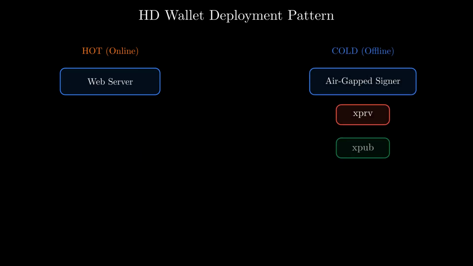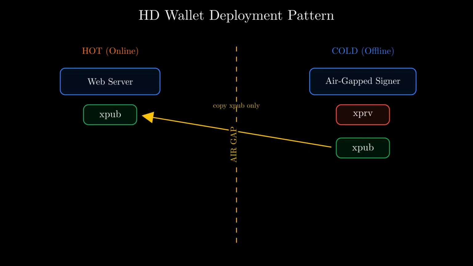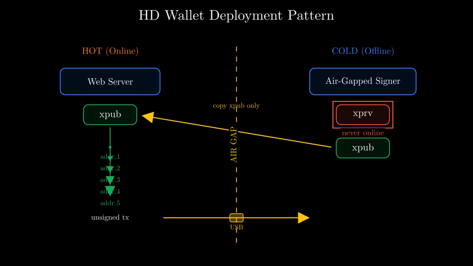This split unlocks a powerful deployment pattern. An e-commerce site needs a fresh Bitcoin address for every customer. Putting the private key on a web server is reckless. Instead, the company generates an xpub on an offline machine and copies only that xpub to the server. The server derives a new receive address for each checkout forever without ever touching a private key. The xprv lives on an air-gapped signing device that never connects to the internet. When funds need to move, transactions travel to the cold device by USB, get signed, and come back out. This tree structure is powerful, but it has a subtle weakness.